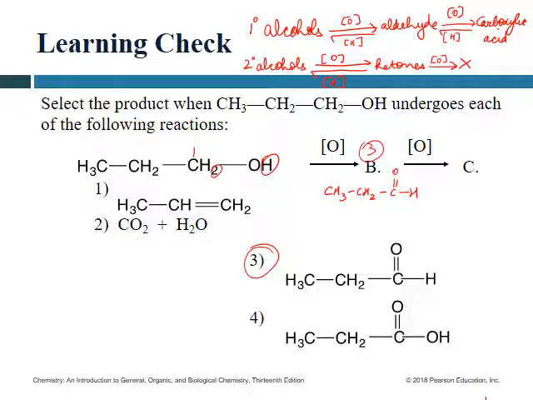Let's look at what would be the final product. Aldehyde converts into carboxylic acid. So everything else stays the same. You just simply change this group into carboxylic acid. So CH3, CH2, C double bond O, it will turn into OH. So that would be our group C. Do we have that? That is 4. So the answer for this would be 4.